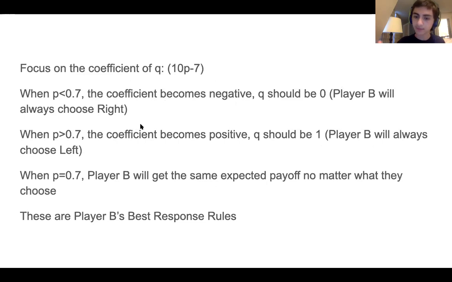Suddenly, player B is increasing their payoff thanks to player A's choice. So they're going to say, okay, let's just put all of our weight into that to always get some extra payoff. And when P is 0.7, player B will get the same expected payoff no matter what they choose, because if you plug in 0.7, suddenly the part that Q has control over is 0. So it doesn't matter what player B chooses.